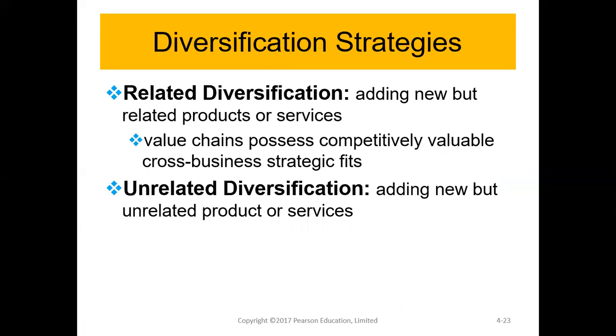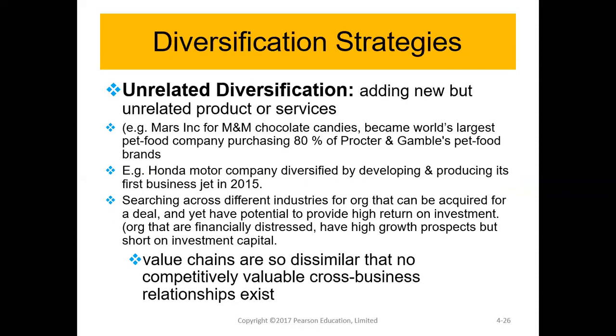What does it mean? Let's take an example. Do you know Mars? Of course, the chocolates and M&M candies. It's an organization that actually produces candies. Now, surprisingly, they became the world's largest pet food company. Pet food, okay? Not candy, but pet food. They are selling food for pets, when they purchased actually 80% of Procter & Gamble pet food brands.